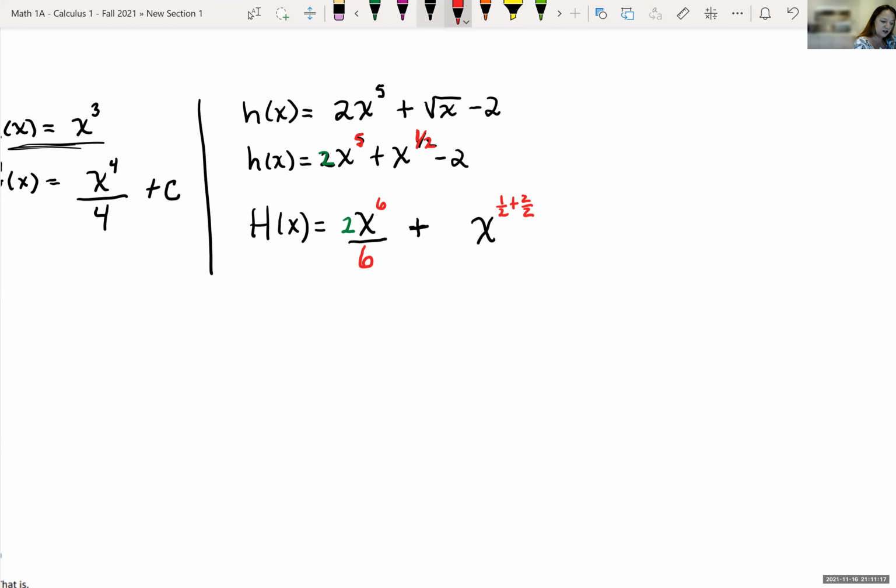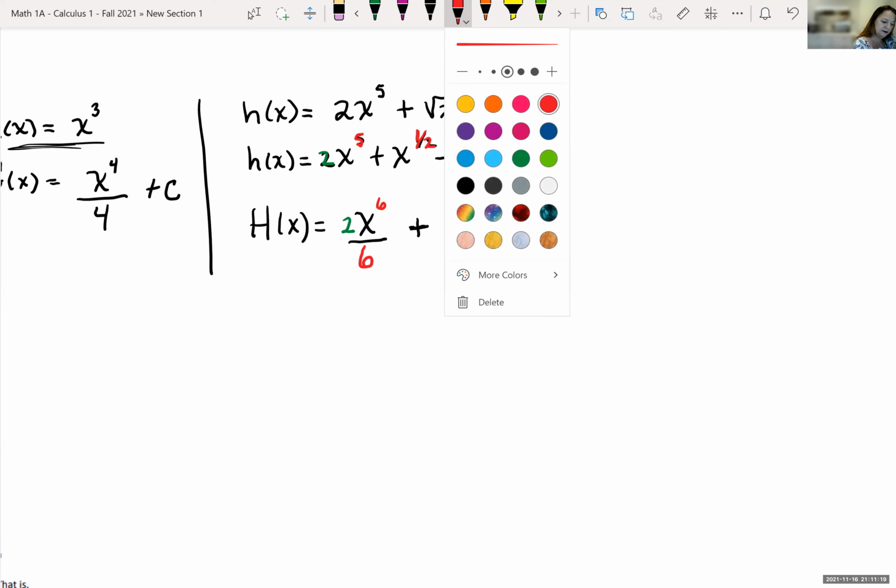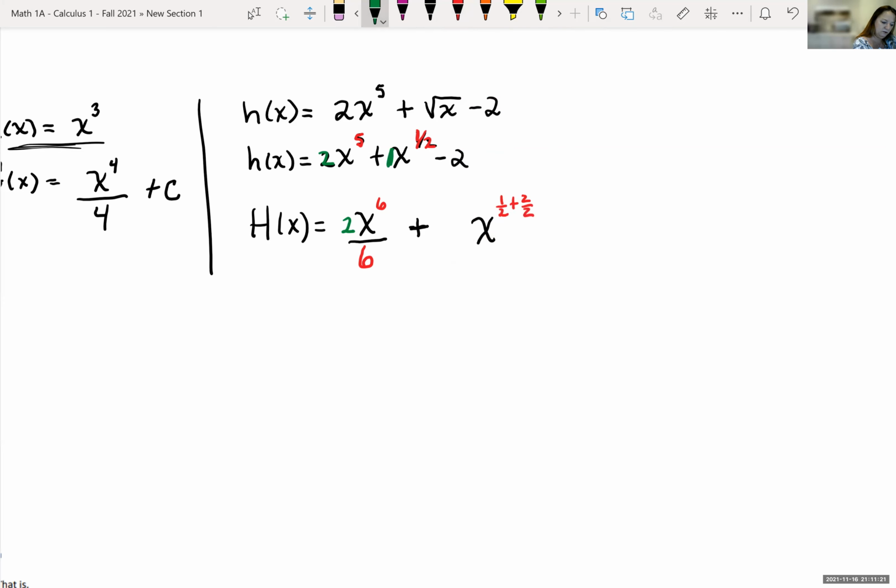But this has a coefficient of 1 in front. And so I need something that would counteract that when I bring down that exponent. And so I can think of it as dividing. I usually won't do it this way, but I can think of it as dividing by my new exponent of 3/2. We'll clean this up in a minute.